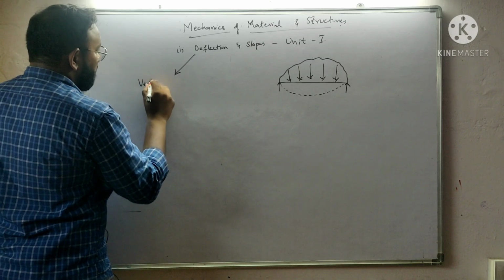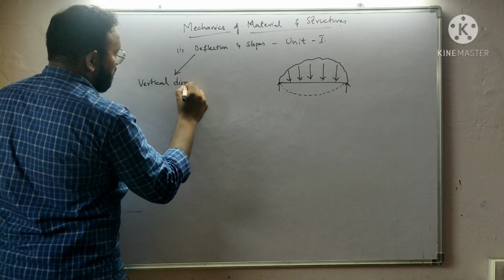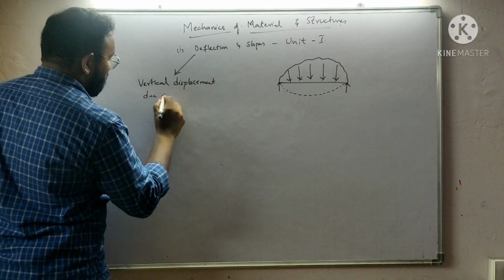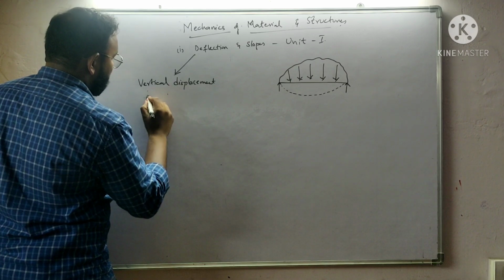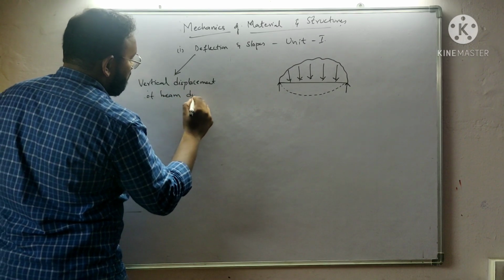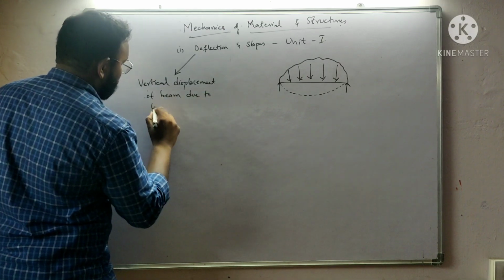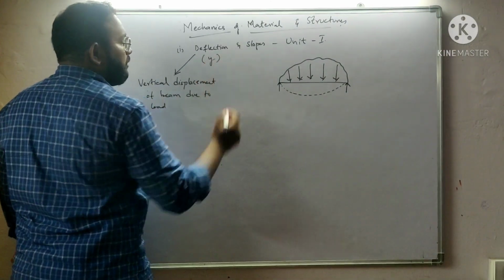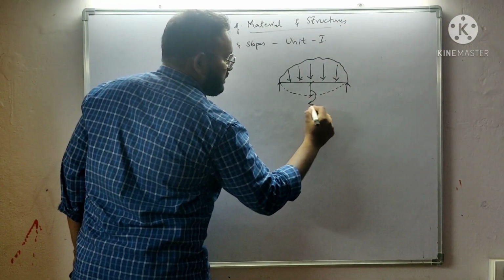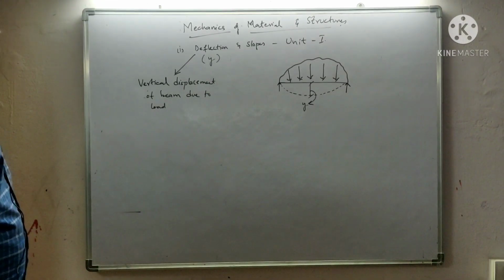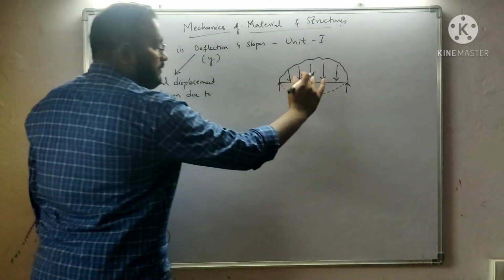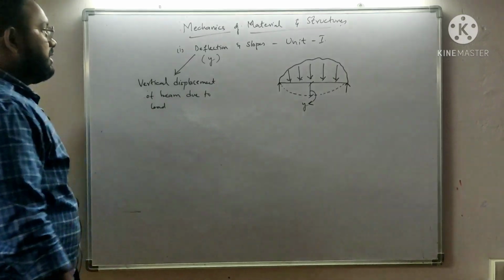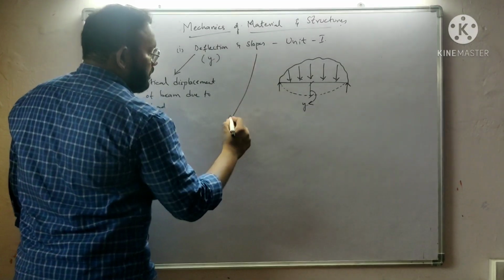So deflection is defined as the vertical displacement of the beam due to applied load. It is denoted by small y, and y is the deflection here, which is maximum in this case at the midspan. On application of load, this is the deflection occurring. It is denoted by y. At any point, if you calculate, it is called y.